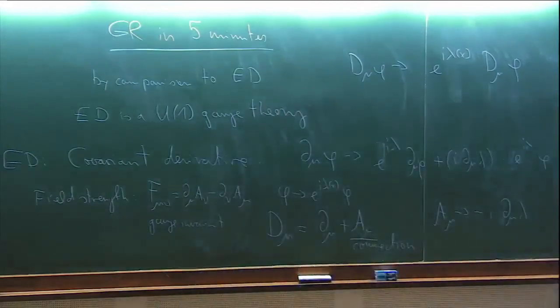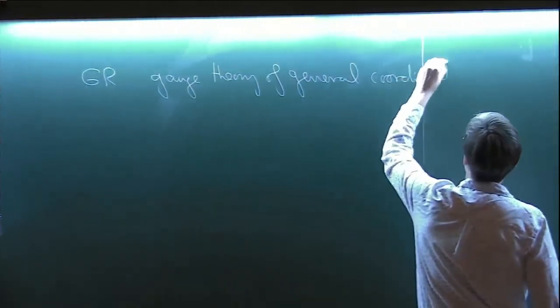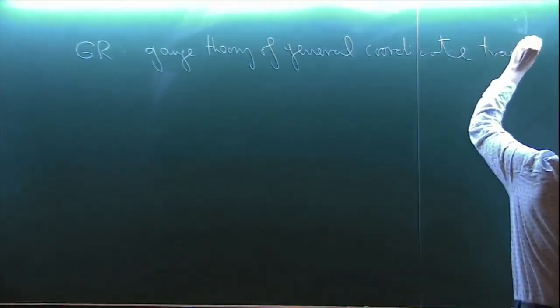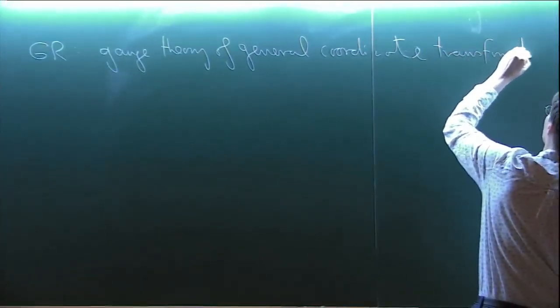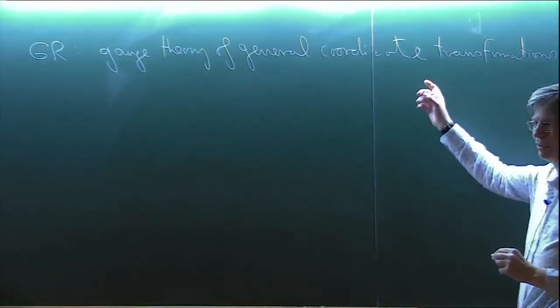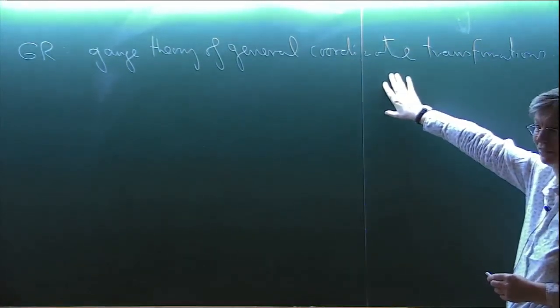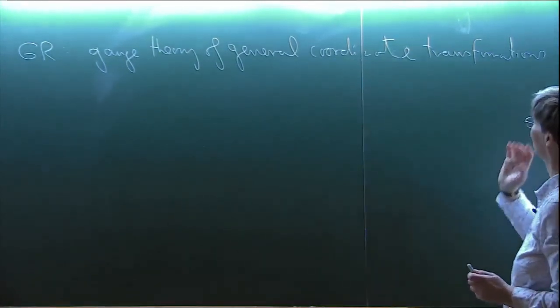And now, very quickly, so what is GR? This is the gauge theory of general coordinate transformations. Okay, which means you do exactly the same story, except you have a different symmetry. You don't take U(1), you take the general coordinate transformations.